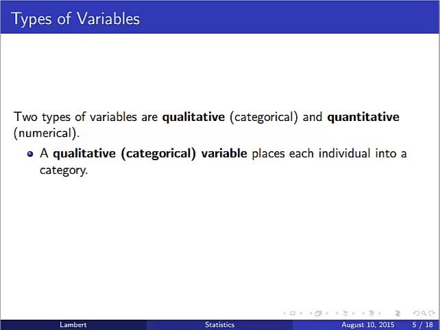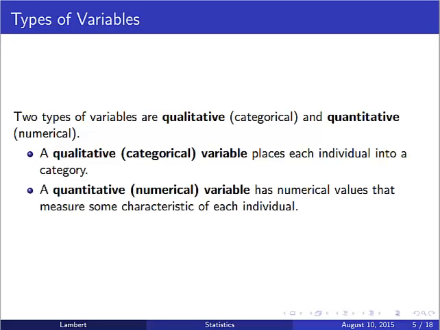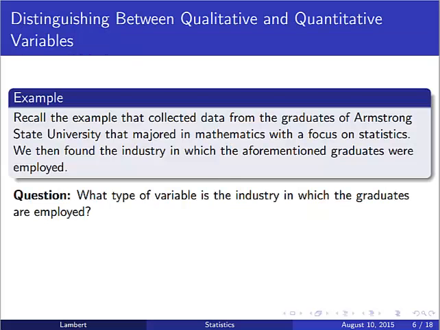In a similar manner, a quantitative, you can think of the word quantity, so some number involved. And don't get confused, it's not a numerical category. Sometimes that can happen. You'll see that coming up in just a little bit. Little foreshadowing there. So quantitative, we're looking for a measurement of some characteristic of an individual. So if we go back, let's look at that example of Armstrong State University that majored in mathematics with a focus on statistics. There are all sorts of industries in which they were employed.